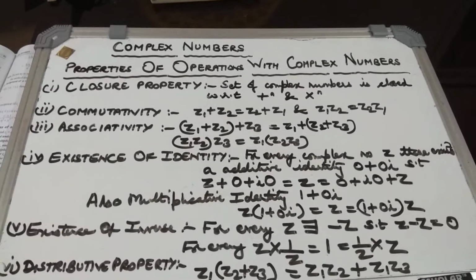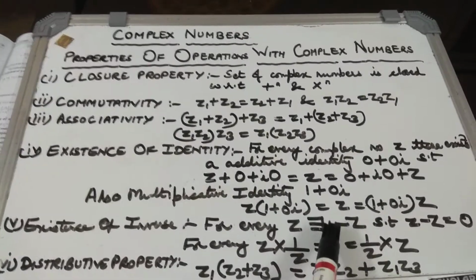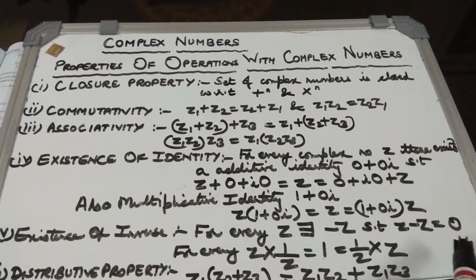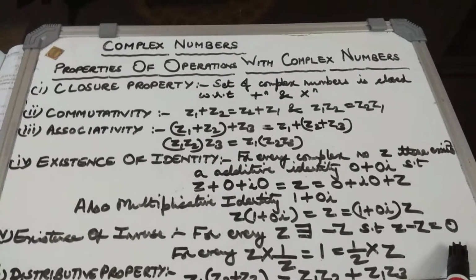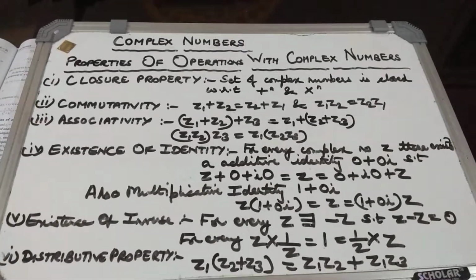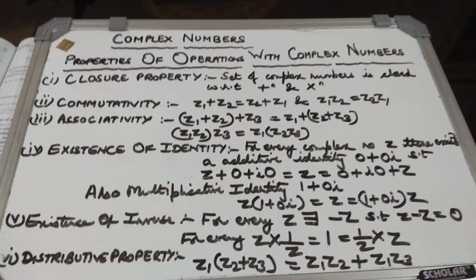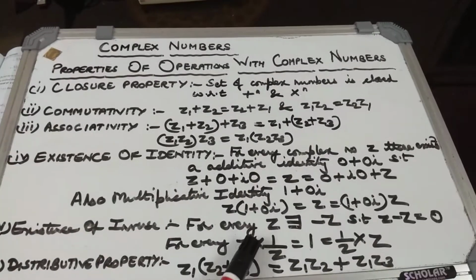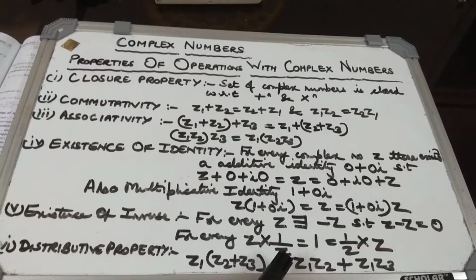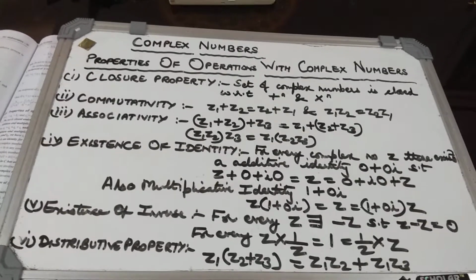Now comes existence of inverse. For every z, there exists minus z, such that z minus z is equal to the identity element, that is 0. So for every complex number, if you change the sign of the complex number, make it negative, then obviously you get the inverse with respect to addition. And with respect to multiplication, when you have to find the inverse, it has to be z into 1 over z. So that gives you the multiplicative identity 1 equals 1 by z into z.